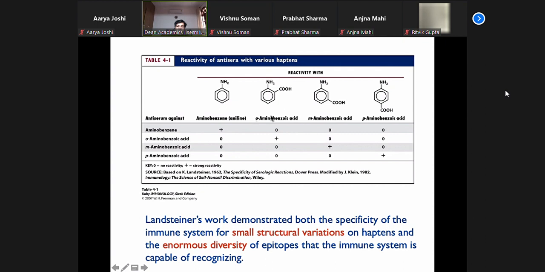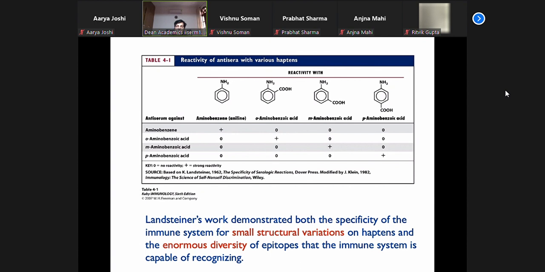When this orthoaminobenzoic acid was injected, antibodies were only obtained against this ortho form, and not against this aminobenzene or with metaaminobenzoic acid or para-aminobenzoic acid. Okay, so you can actually follow this table: just by changing the position of this group, you change the specificity of antibodies generated.